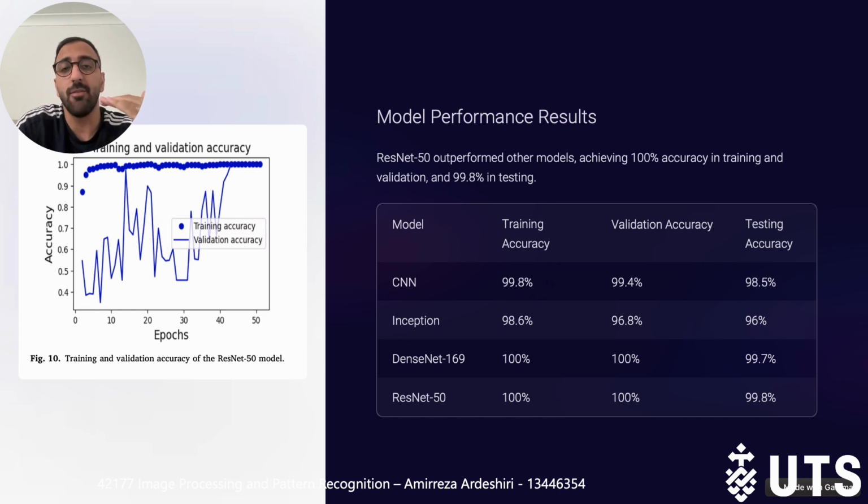Here are the performance results for each model. As shown, ResNet 50 achieved a perfect 100% accuracy in both training and validation, and 99.8% accuracy in testing. DenseNet 169 was a close second with 99.7% testing accuracy, and the custom CNN and Inception also performed well, but didn't reach the level of ResNet 50. These results demonstrate that ResNet 50 is highly reliable for detecting cardiomegaly in chest X-rays.